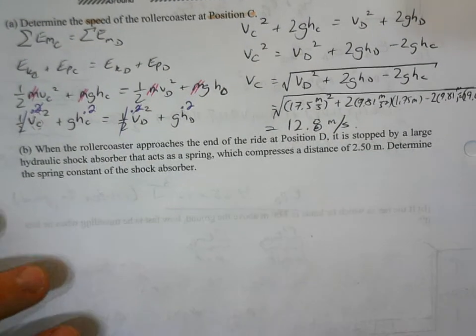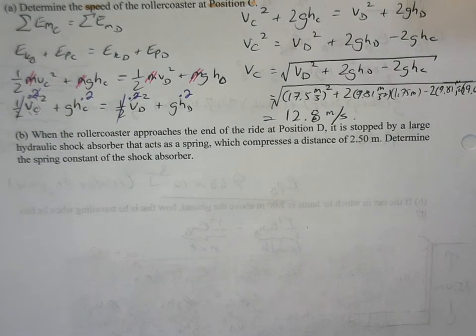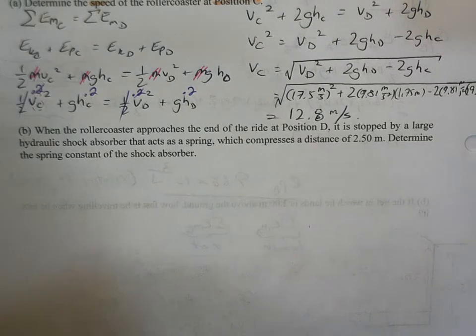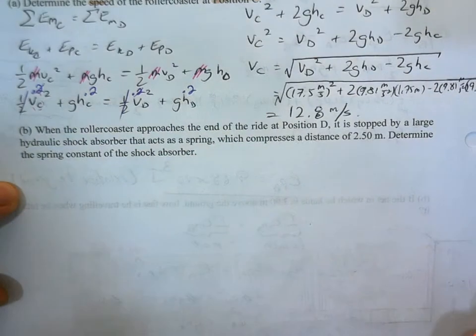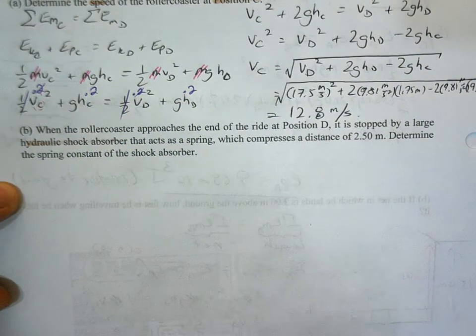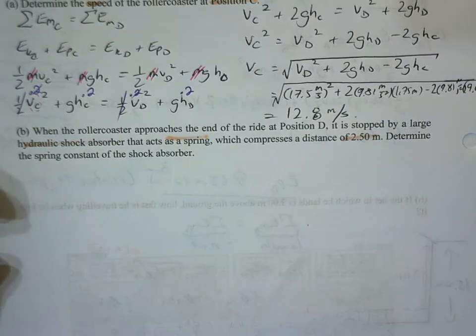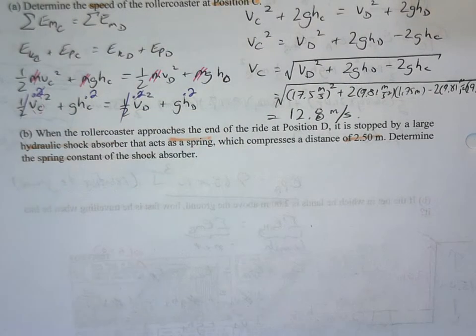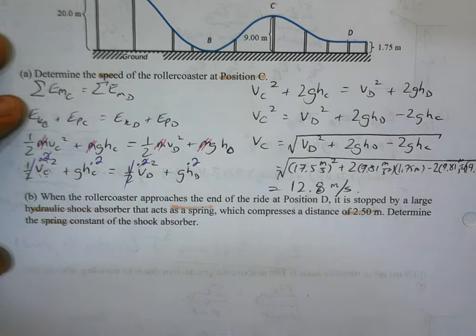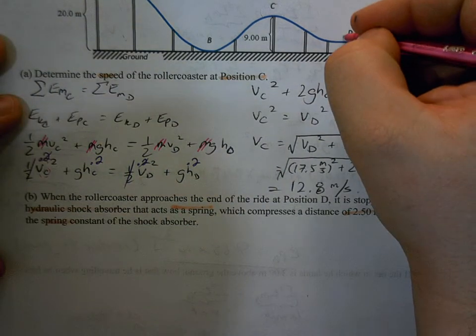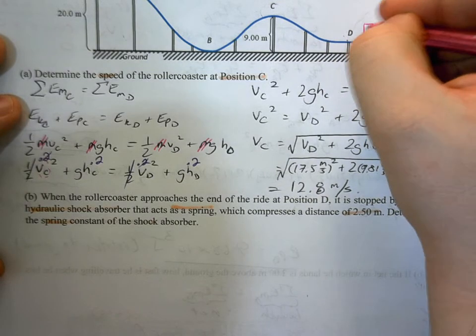Now we're going to make this problem just a slight bit more difficult. So the roller coaster, it's going to approach the end of the ride at position D. It's going to be stopped by a large hydraulic shock absorber that acts as a spring. So it's going to compress the spring 2.50 meters. So we'd like to find the spring constant of that shock absorber. So what's happening if I kind of go back here? What we're going to have is at D, the carts are going to get here. We're going to have kind of like a spring.